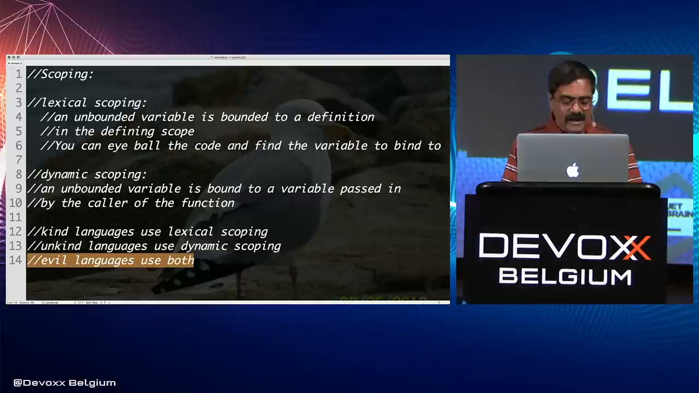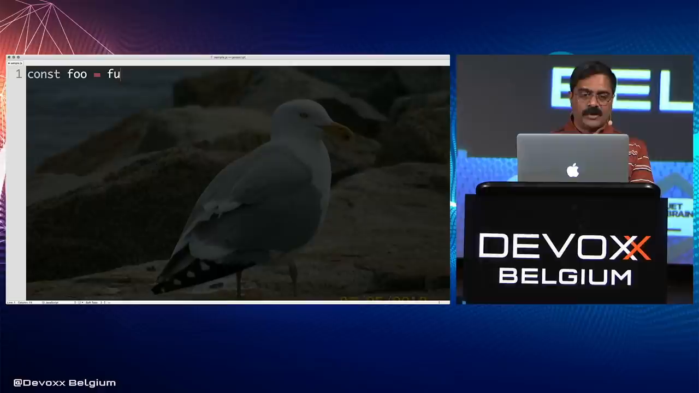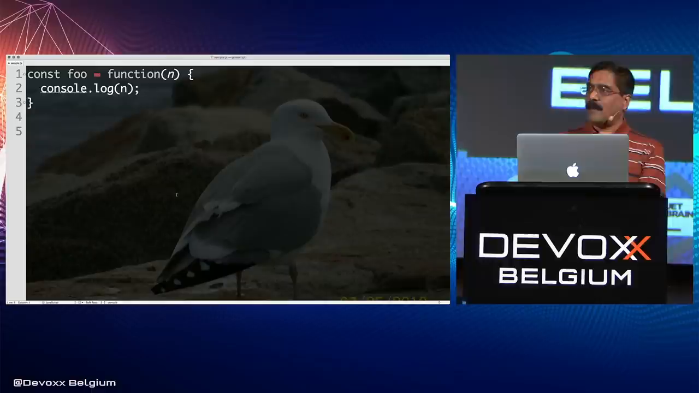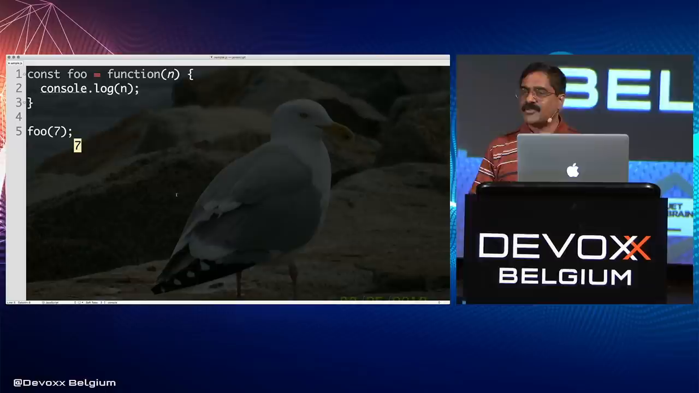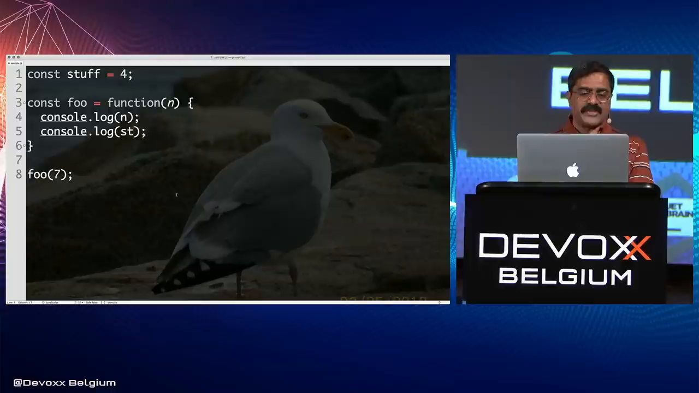To understand this a little bit better, let's look at these two scoping first of all. First of all, I'm going to create a foo equal to function. I take a variable here, and I'm going to simply print the variable that I am receiving at this point. This is just a local variable, a parameter. So I'm going to call foo with a 7. No surprise, it printed a value of 7 over there. However, I'm going to define constant stuff equal to 4. And I'm going to go ahead and print stuff over here.